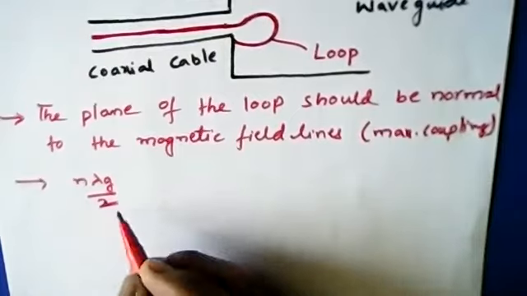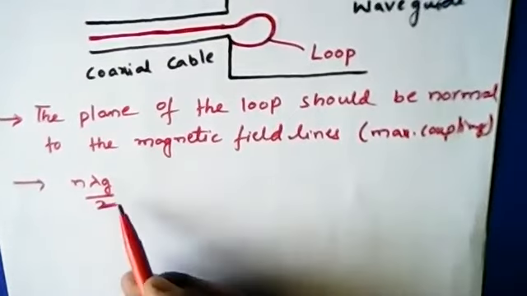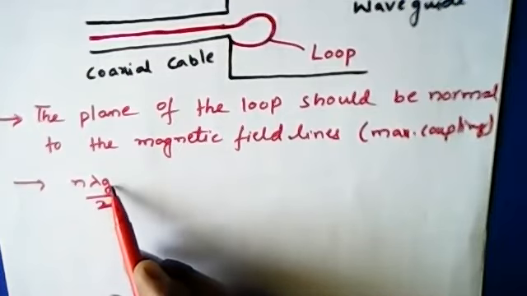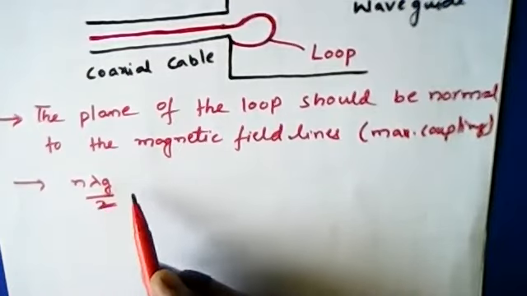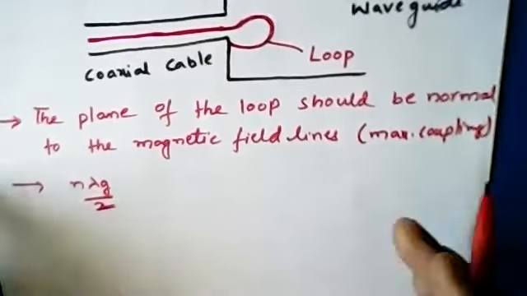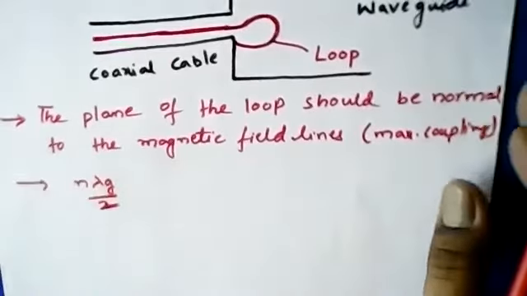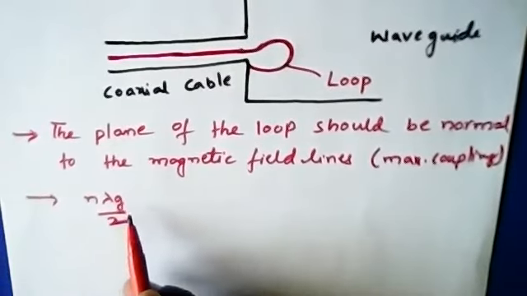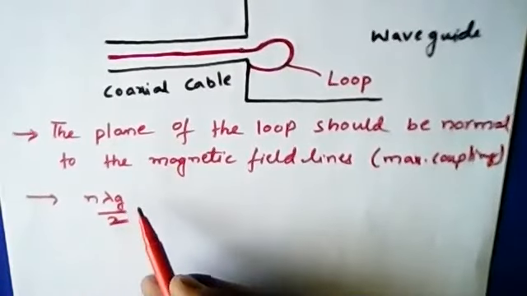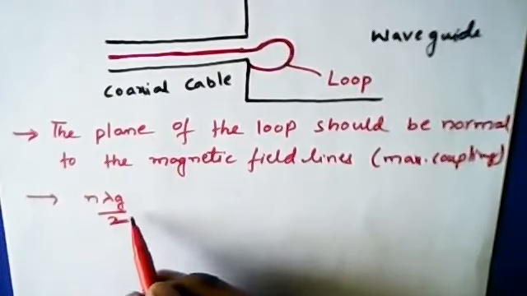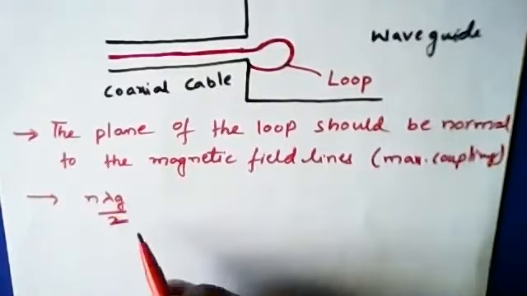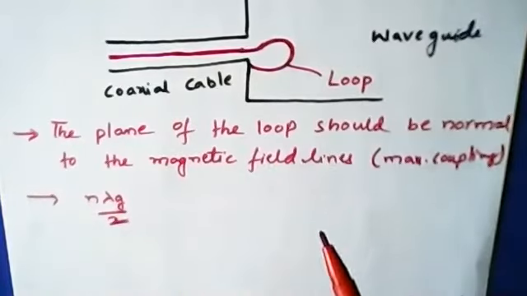We have seen the same case in the case of probes also, where it has to satisfy lambda g by 2. Here also it has to fulfill the condition of n lambda g by 2 from the terminating part of the rectangular waveguide, so that all the signals are transmitted or received. Accordingly, we need to place it.